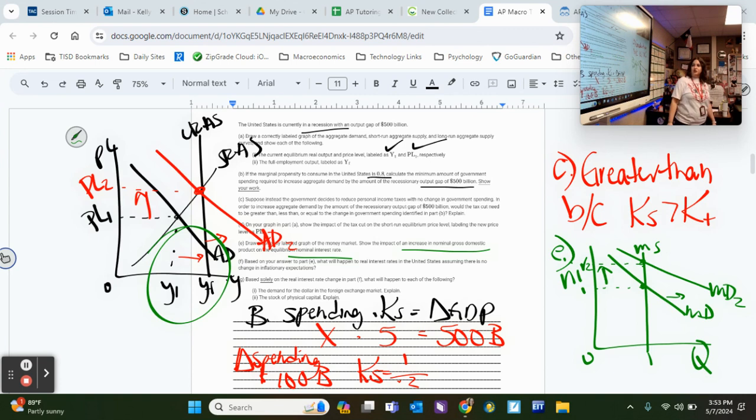F, base your answer in part E. Our answer was interest rates went up. What happens to real interest rates, assuming there's no change in inflationary expectations?